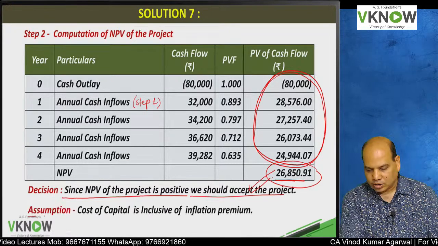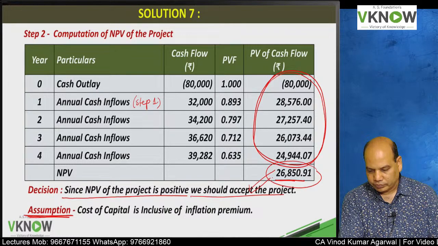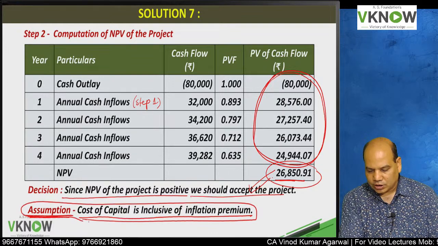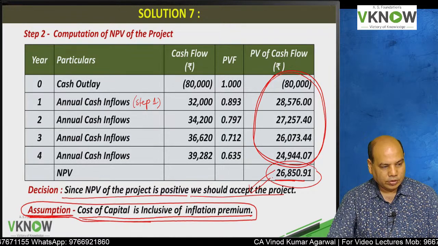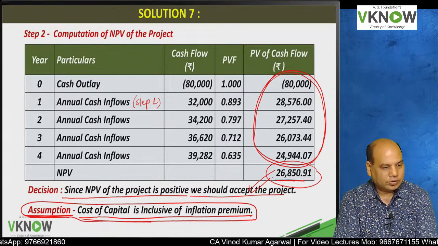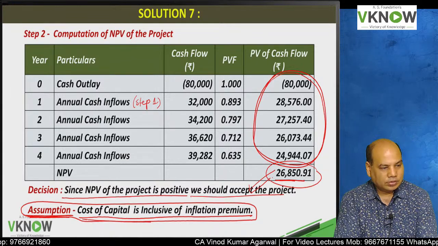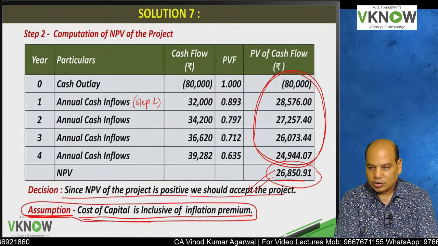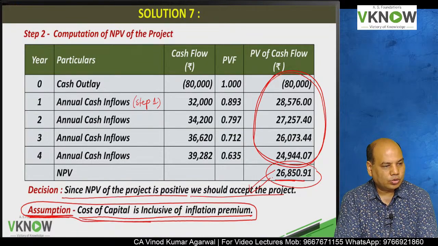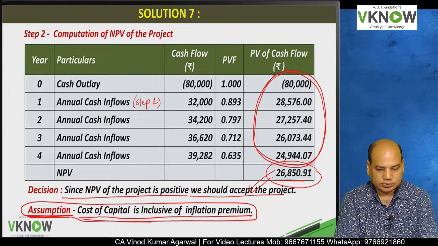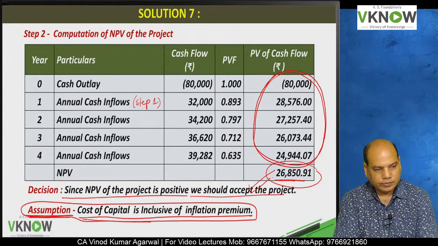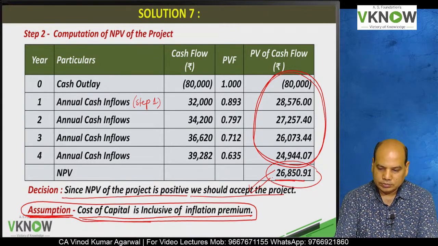Assumption, write down. Cost of capital. This is important, otherwise your answer can be different. Yes, Sajid Khan, you are right, 26,850. Very good. Assumption: cost of capital is inclusive of inflation premium. Any query on this?